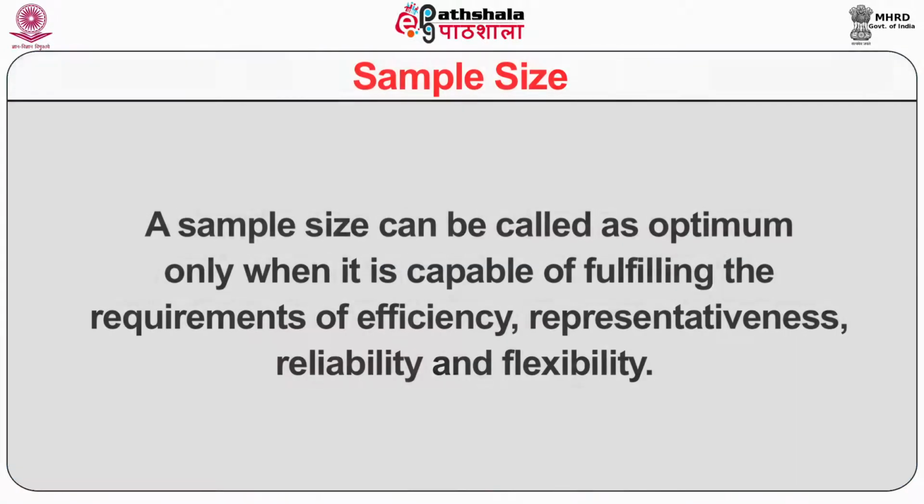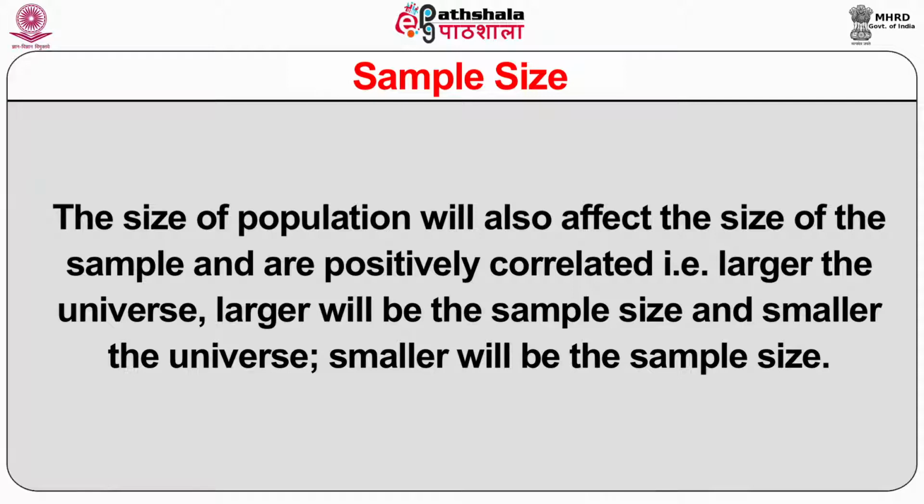That is, it should neither be too large, making it difficult to manage, nor too small, leaving it less representative of the whole population. Thus, always ensure an optimum level. A sample size can be called optimum only when it is capable of fulfilling the requirements of efficiency, representativeness, reliability, and flexibility.